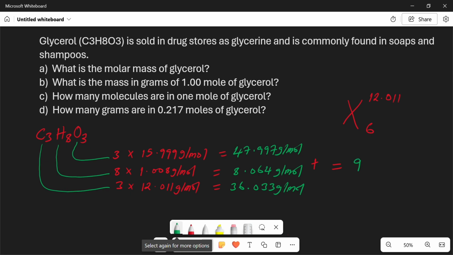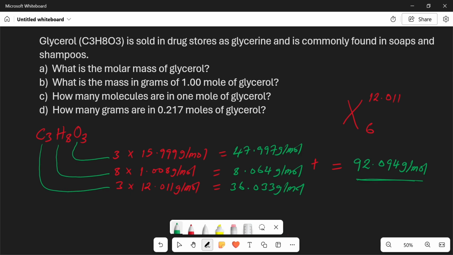When we do that, my calculator is giving me 92.094, and this has the units of grams per mole. So what we have here is the molar mass of glycerol, that we have in this compound. Yes. So let's proceed and go to the next one.